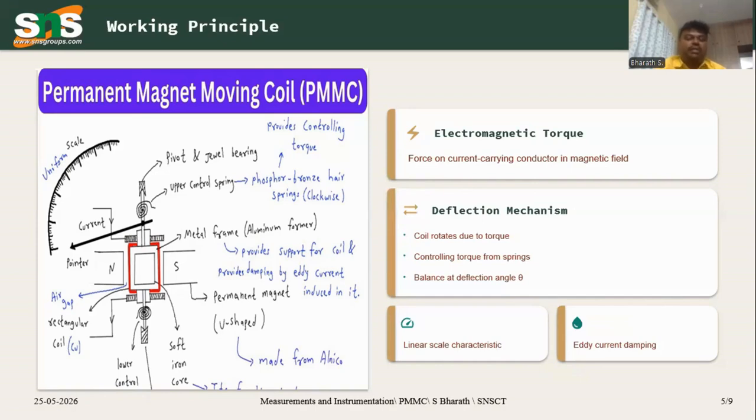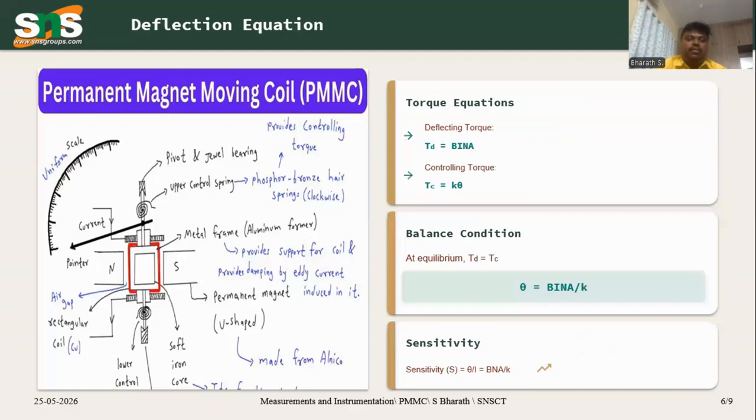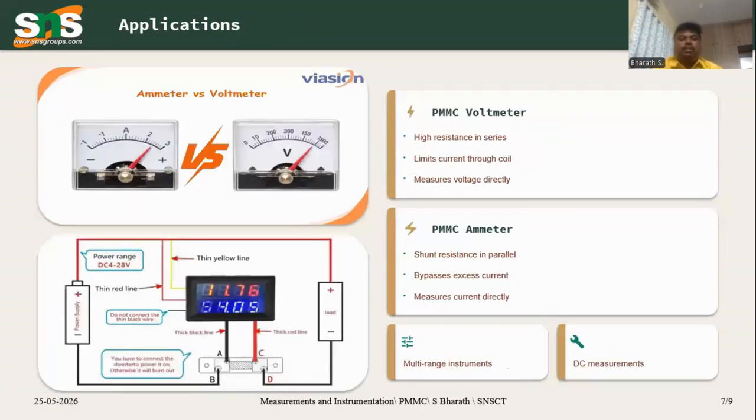The basic principle is the electromagnetic principle. The coil rotates due to torque. Whenever a current carrying conductor is placed in a magnetic field, it experiences a torque. That torque makes the pointer move over the scale. As per the torque equation, TD is equal to B I N A, and the controlling torque equation TC is equal to K theta. At the balancing condition, theta is equal to B I N A by K. So it works on this principle.